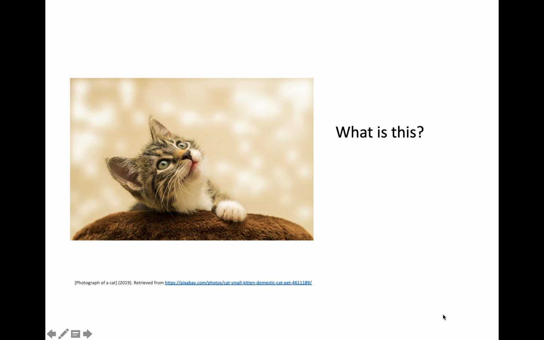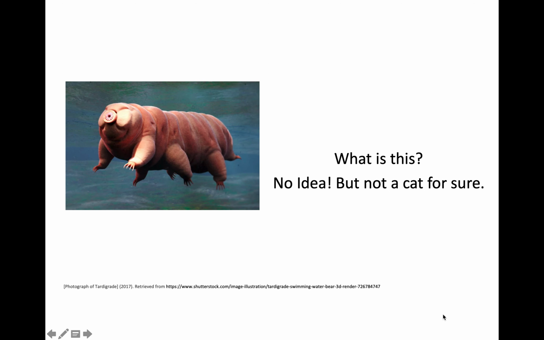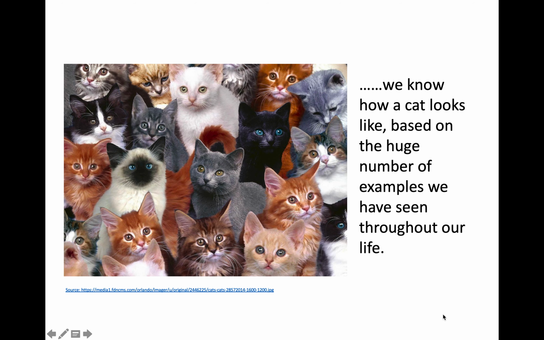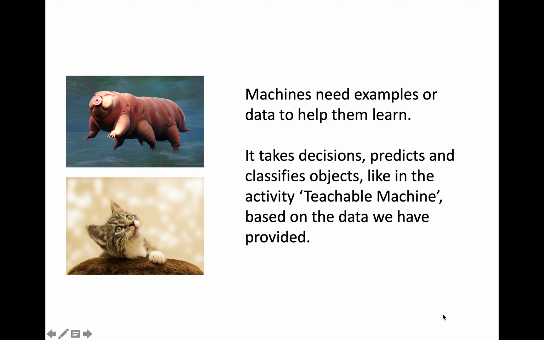Can you identify the animal in the given image? Well, yes, it is a cat. What about this? A bit tricky, but not a cat for sure. We may not have seen this particular creature before in our life, but from the number of cats we have seen in our daily life, we have learned by now how a cat looks. We may relate this creature to a pig, sea animal, and all the animals we have seen to help us identify it, but we are not sure as we have never seen this before or any other distant example related to it. Like the example of the cat, machines also need examples or data to help them learn.